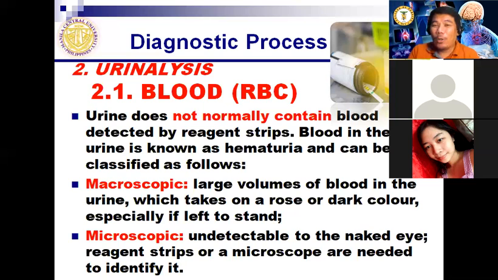The RBCs that are undetectable and can only be interpreted through the use of the microscope are microscopic. Again, macroscopic is a large volume of blood seen in the urine that can be visualized by the naked eye. Microscopic are those not seen by the naked eye and need interpretation and evaluation using a microscope. So remember class, blood in the urine is not normal and is not expected.